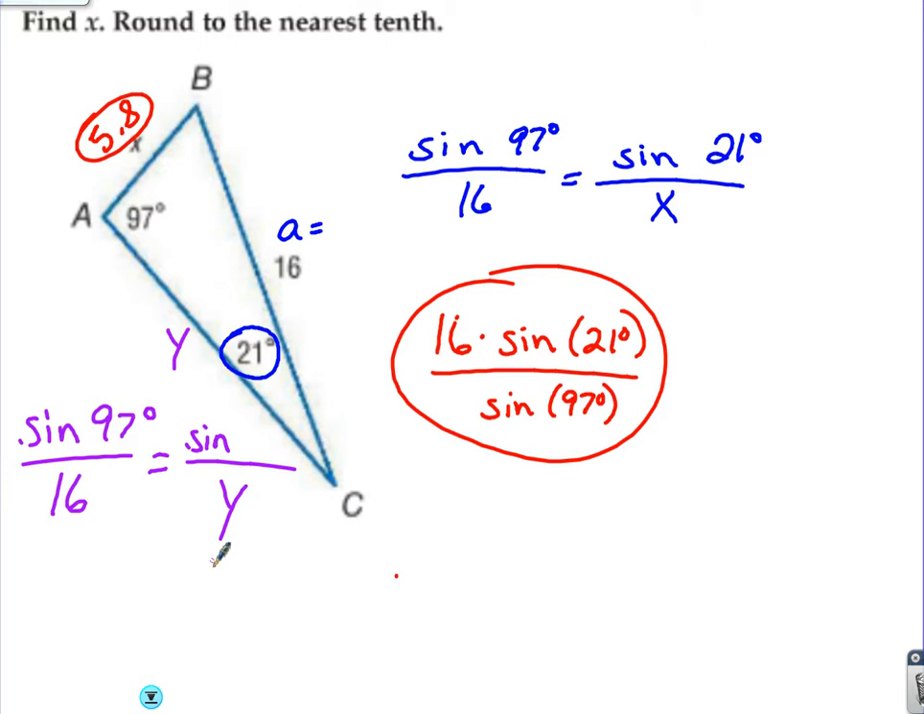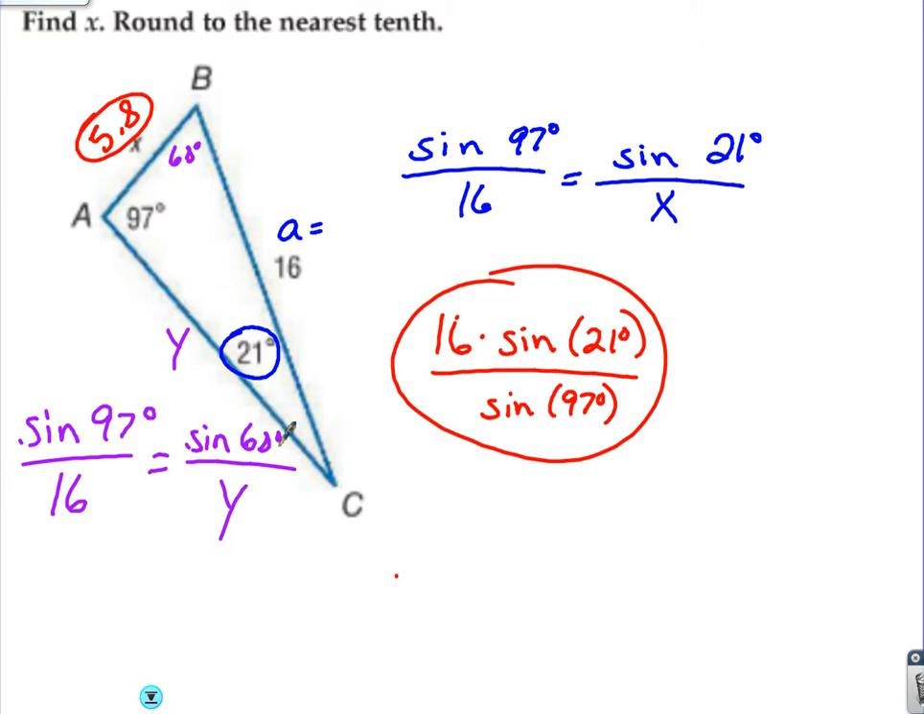So if you've got two of the angles and you want to find this other side as well, that'd be 118. I believe that leaves 68 degrees. Sine of 68. That's how you would solve it. Sine of 97 over 16 equals the sine of 68 over y. Type that in, and that would tell you what the other side is equal to.